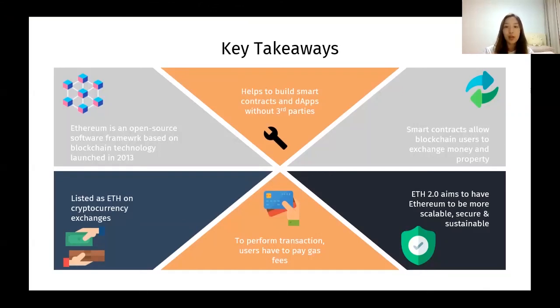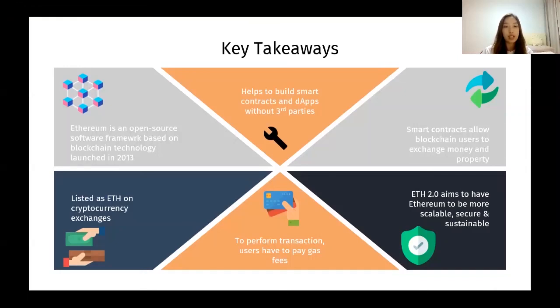And mining Ethereum can be used for smart contracts as well as digital currency. Ether is a value token of the Ethereum blockchain, and it's listed as ETH on crypto exchanges. To perform a transaction on the Ethereum network, a user will have to make a payment to the miner in Ether via an intermediary token called gas.